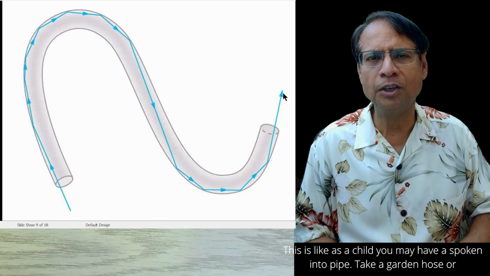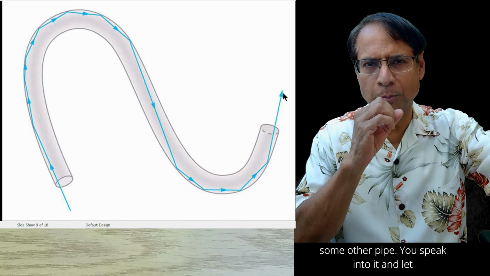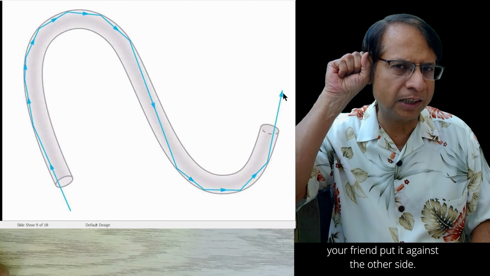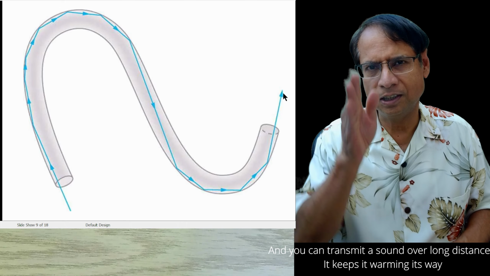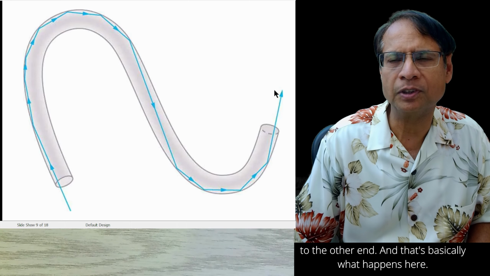This is like as a child, you may have spoken into a pipe. Take a garden hose or some other pipe, you speak into it, and let your friend put it against their ear, and you can transmit a sound over long distances. It keeps worming its way to the other end, and that's basically what happens here.